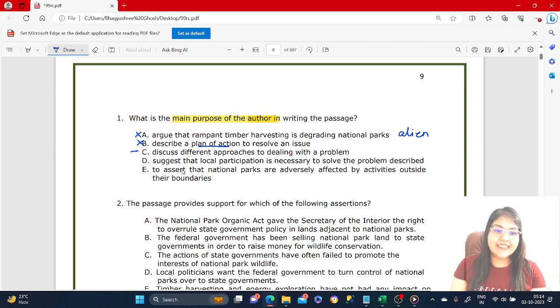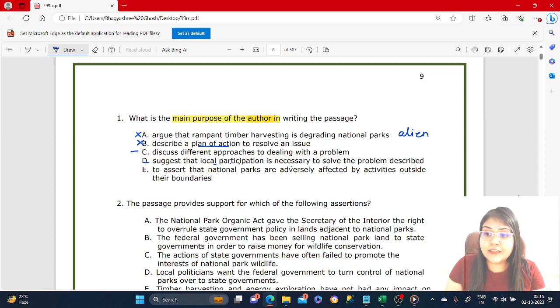D says, suggest that local participation is necessary to solve the problem described. Yes, this is true, but this is only one suggestion. The author tried to give you 2 to 3 suggestions. So there were multiple suggestions, multiple approaches to solve the problem, not just one.